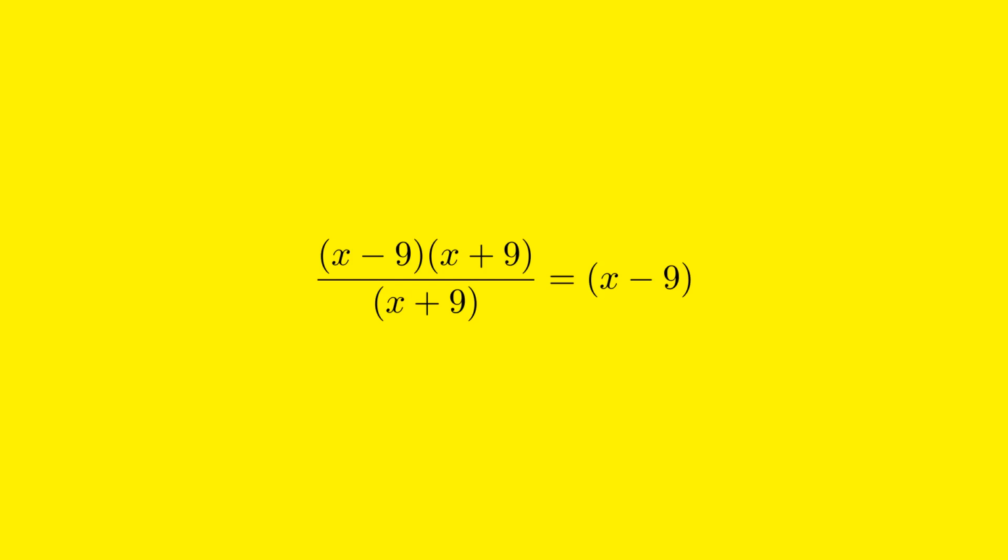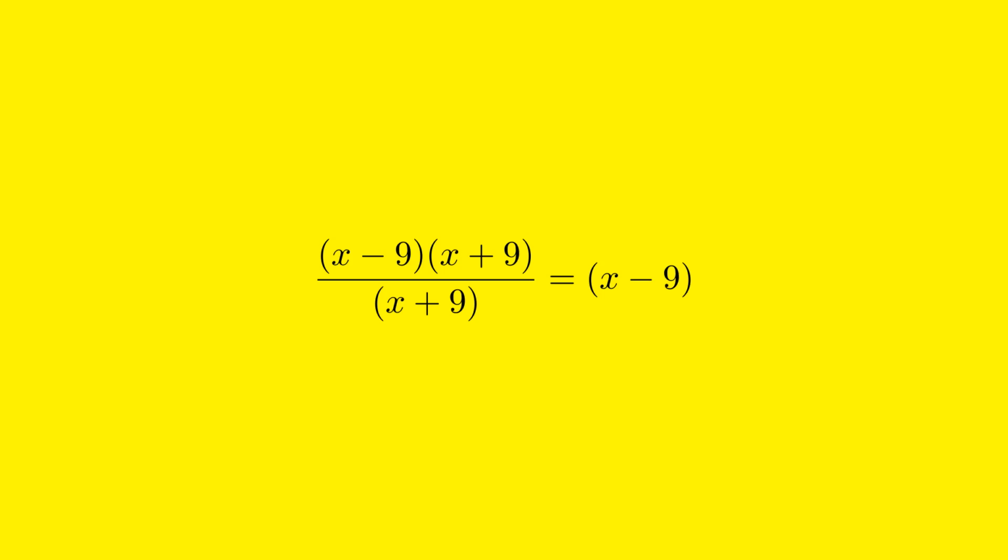Next, we observe that the numerator and the denominator share a common factor of x plus 9. This allows us to cancel out the x plus 9 terms in both the numerator and the denominator, simplifying the expression. After cancellation, we are left with x minus 9.